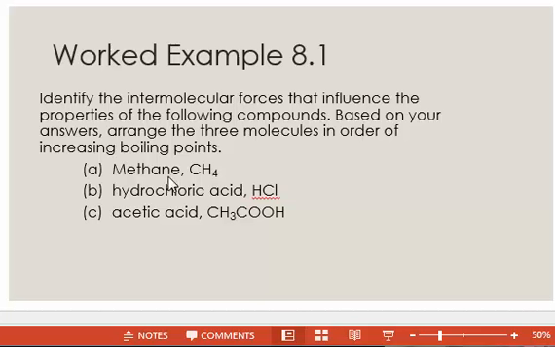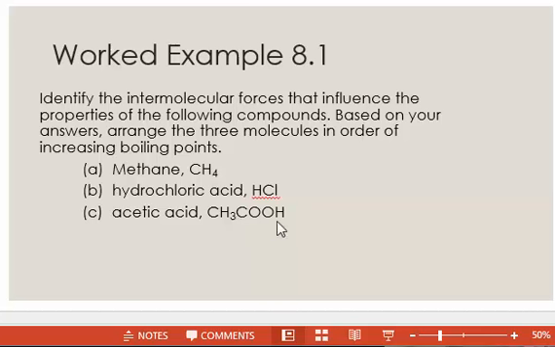A. Methane, CH4. B. Hydrochloric acid, HCl. And C. Acetic acid, CH3COOH.